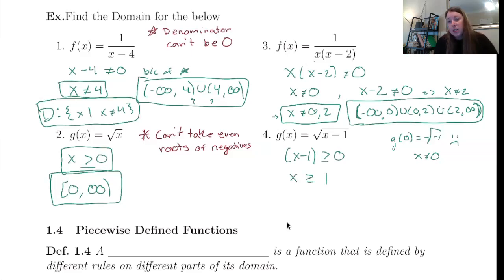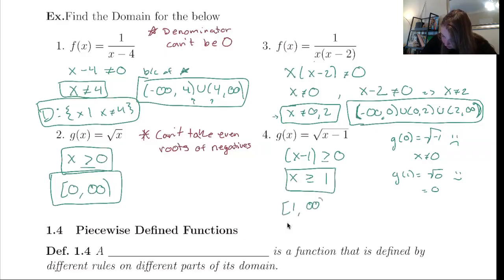And then you can also check something that is in the domain and be like, oh, that works. I plug in 1 and I get the square root of 0, which is good because that's just 0. So I know that x can be 1. X greater than or equal to 1, and we could write that as 1 to infinity. Really fun. So there are just different ways to write the domains. I don't think these are piecewise functions.